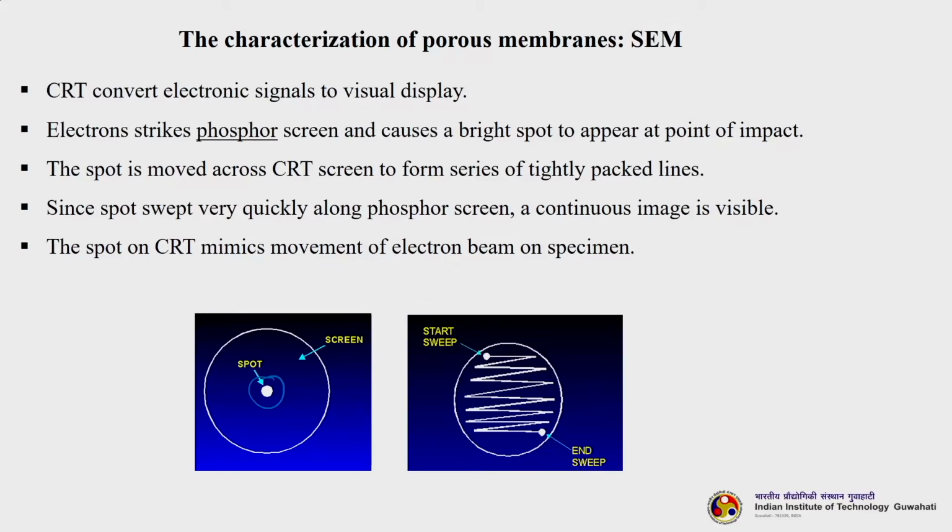Now, this spot moves rapidly. The spot moves across the CRT screen to form a series of tightly packed lines. This is how it looks. Since the spot is swept very quickly along the phosphor screen, a continuous image is visible. So, they are very fast. The spot on the CRT mimics the movement of the electron beam on the specimen.